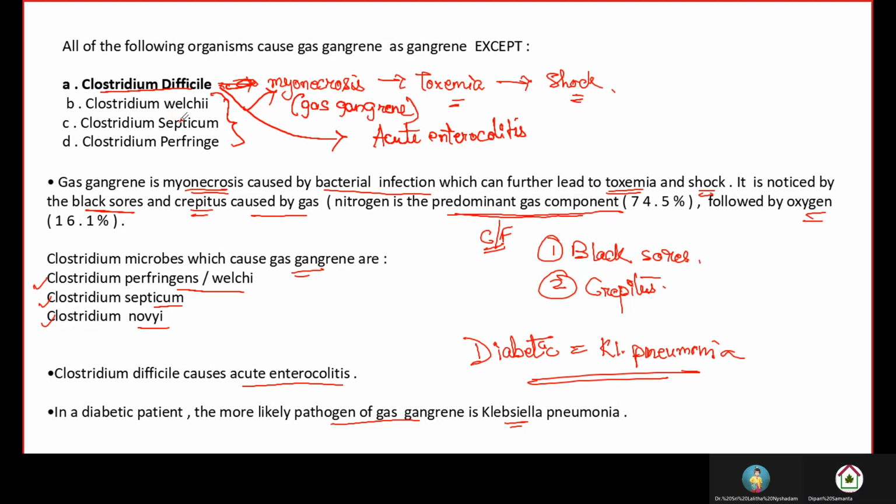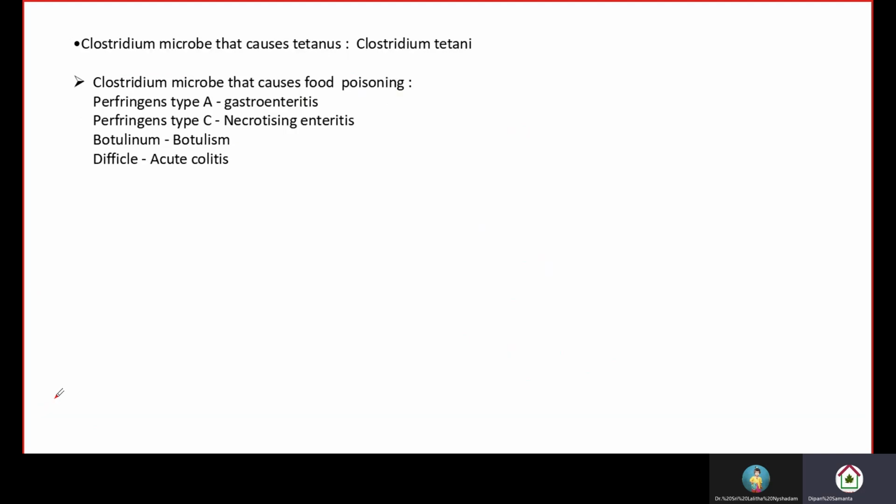Gas gangrene. Okay, Clostridium welchii, septicum, and perfringens cause myonecrosis or gas gangrene, leading to toxemia, leading to shock. And Clostridium difficile causes acute enterocolitis. Gas gangrene appears as black sores and crepitus. Okay, so this is about gas gangrene. Another thing is very important: this question also comes in diabetic patients. The pathogen of gas gangrene will be Klebsiella pneumoniae.